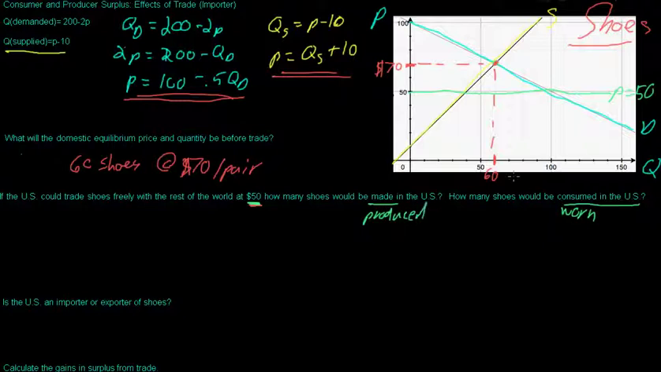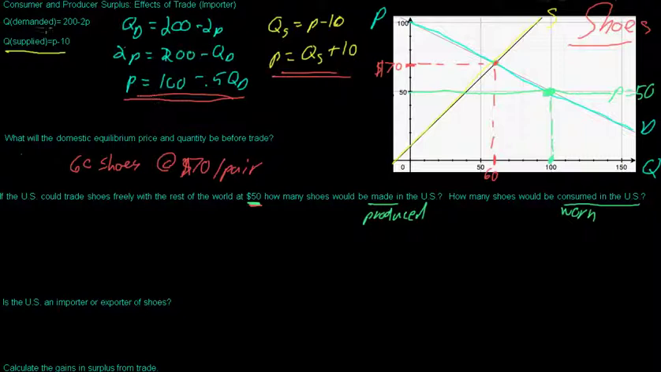So how many shoes would be consumed? That's just where 50 intersects the demand line. So that's this green point right here, and we can see that that is 100. That's all you have to do. You could do the exact same thing by plugging 50 into the demand curve and seeing what happens. And you know what? That actually might be a good exercise to do.